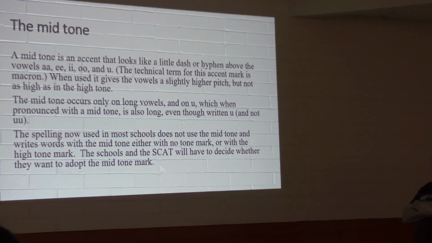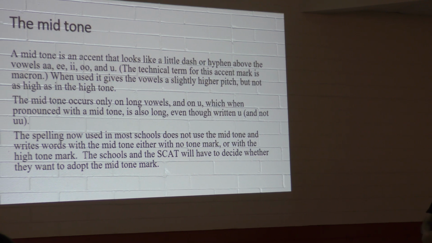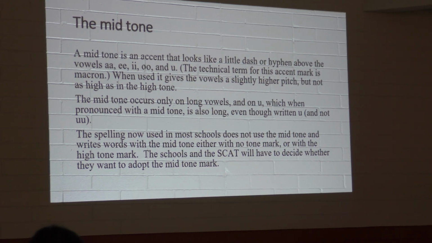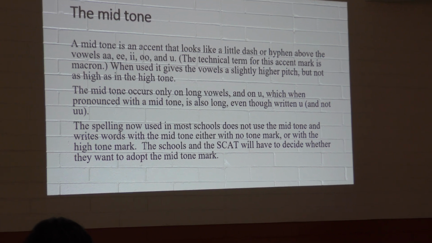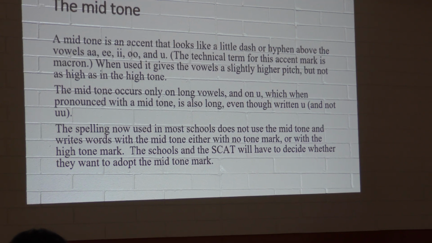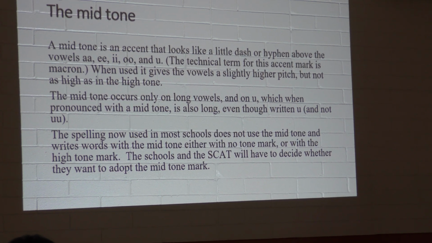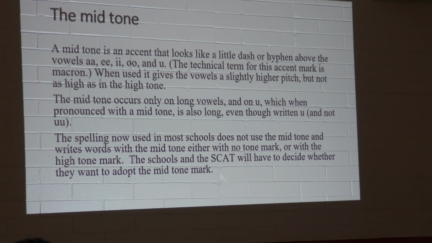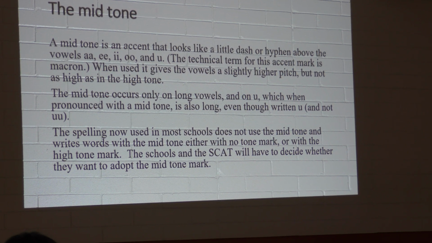The mid-tone is an accent that looks like a little dash or hyphen above the vowels A, E, I, O, U. When used, it gives the vowels a slightly higher pitch, but not as high as the high tone. The mid-tone occurs only on long vowels and on U, which when pronounced with the mid-tone is also long, even though written as U. The spelling now used in most schools does not use the mid-tone and writes words with the mid-tone either with no tone mark or with the high tone mark.